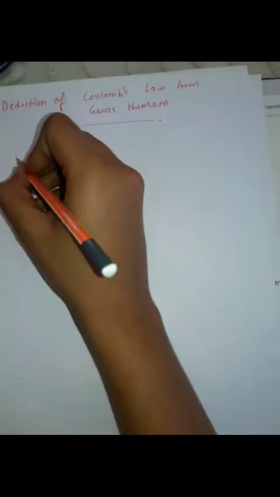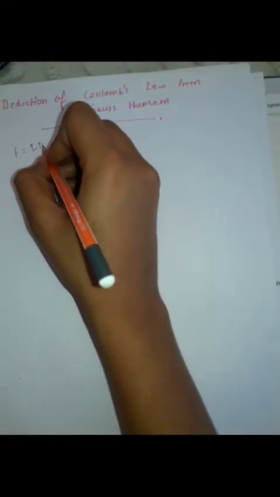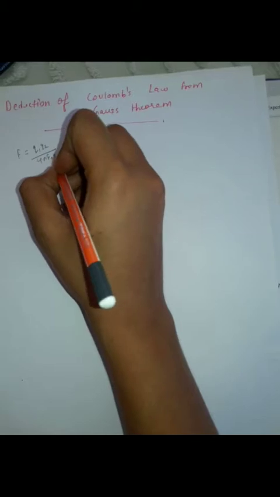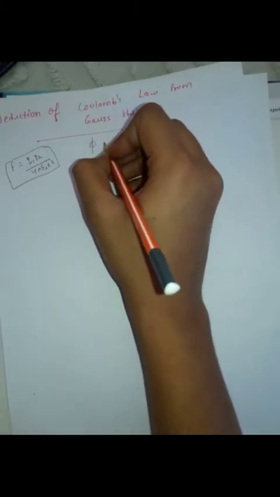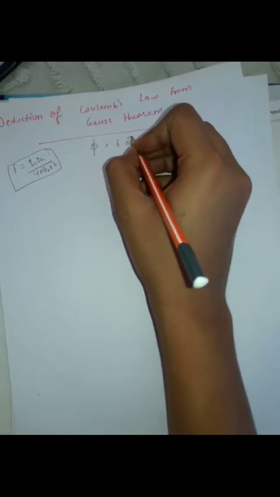Okay, now we have to prove Coulomb's law from Gauss theorem. To prove Coulomb's law from Gauss theorem, we have to derive this equation: F equals Q1 Q2 upon 4 pi epsilon naught r square. And what is Gauss theorem? Phi equals the closed integral of E dot dS, which equals Q upon epsilon naught.